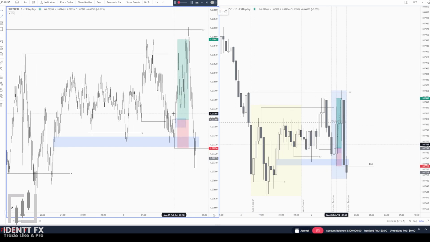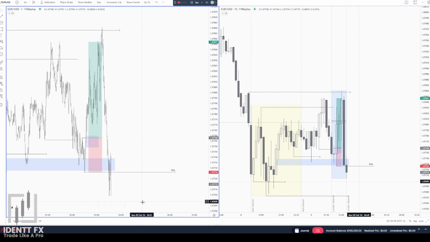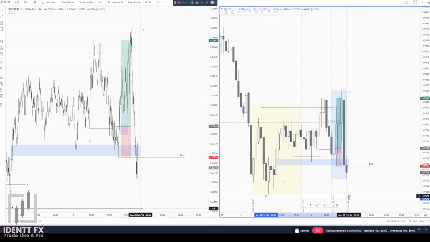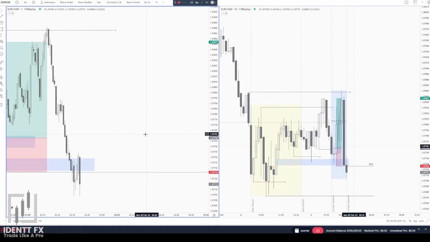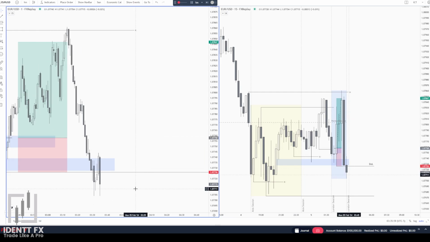Now quickly zooming out, given the power that we have right here, I'm pretty confident that price might actually start targeting this low right here, which now becomes our new draw on liquidity. And again, I'm going to wait for a liquidation of a 1-minute price point.